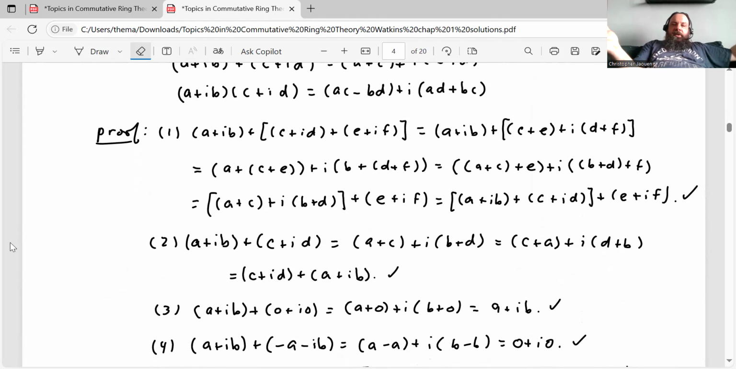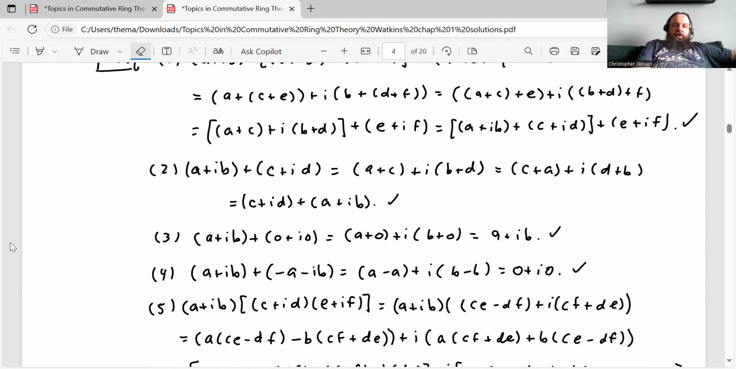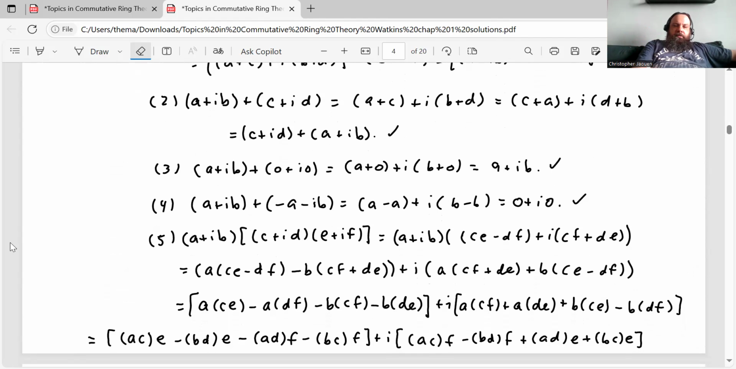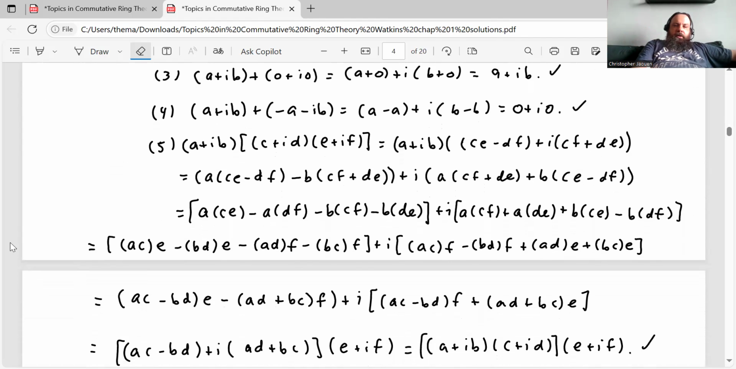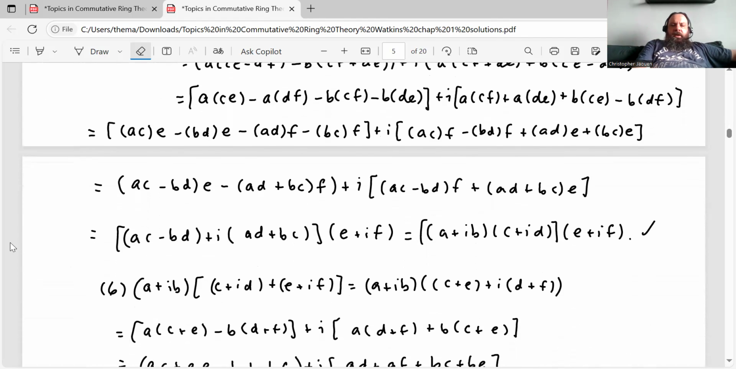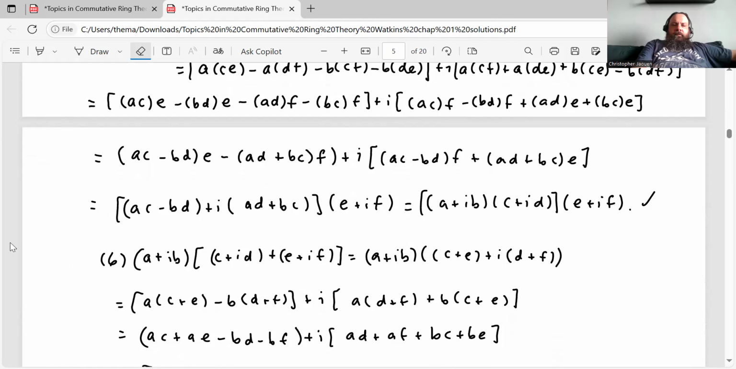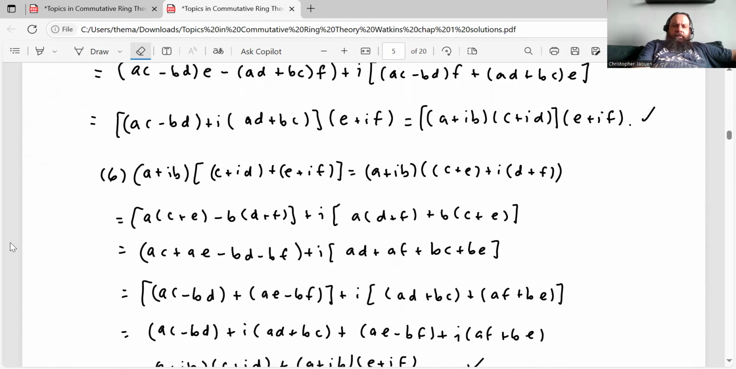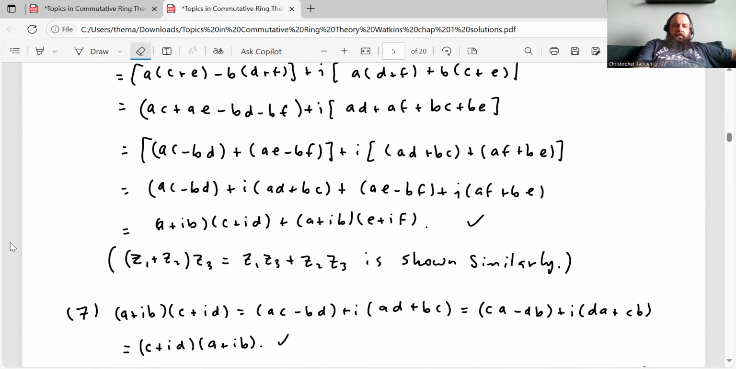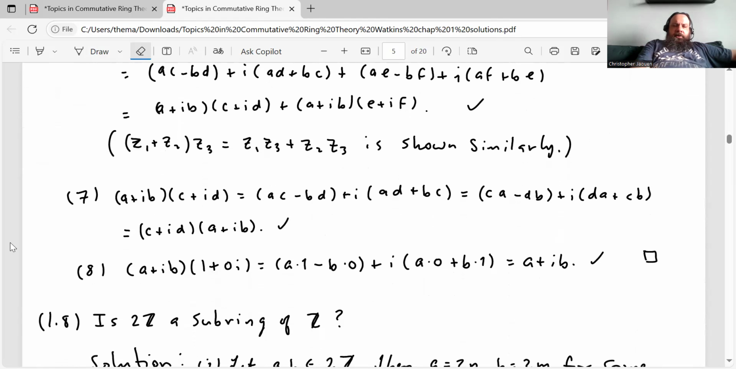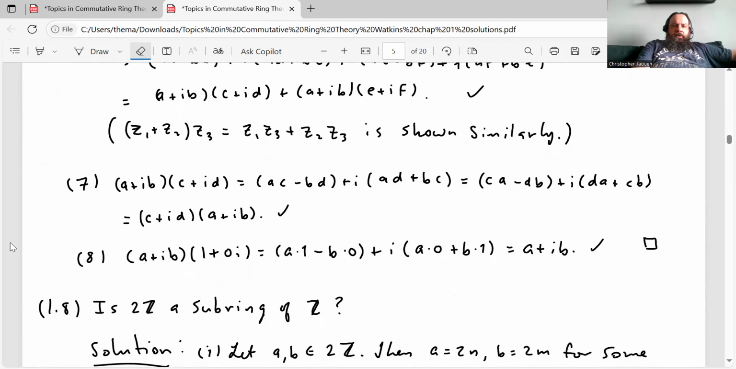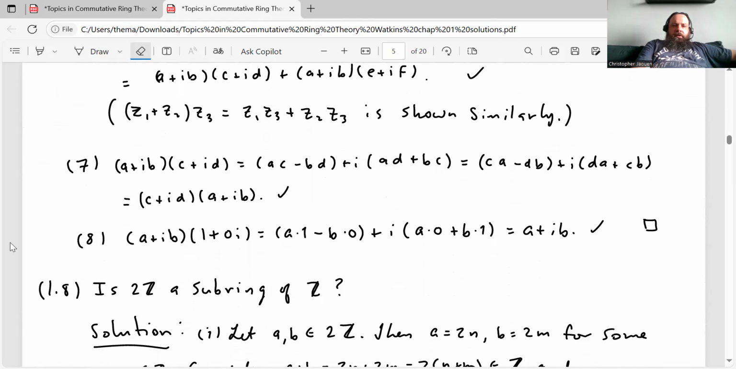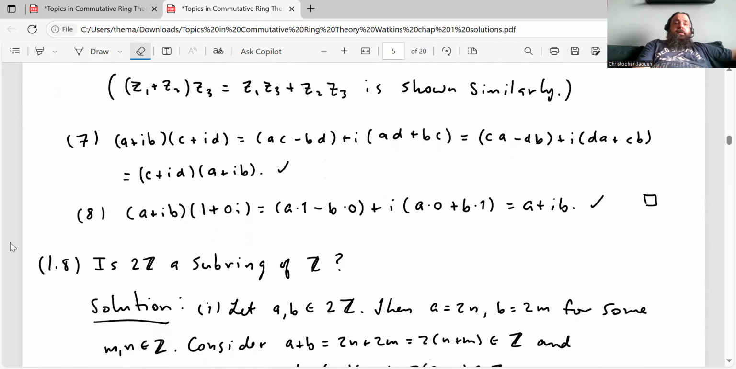But we've done this a bunch of times in other videos. So I'm just verifying that the 8 axioms are satisfied. Like I said, I'll just scroll through this really quick. And if you want to see the details, the PDFs of these are available on the Patreon page. Okay, so all 8 axioms are satisfied for the complex numbers. So it's a commutative ring with identity.